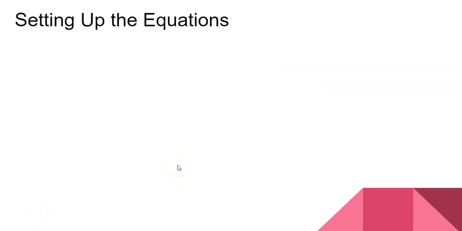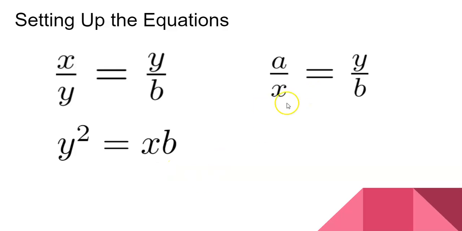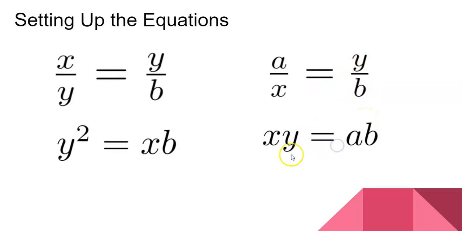Now let's set up a system of two quadratic equations. So we use the double mean proportion to derive quadratic equations. We start with X over Y is equal to Y over B. After cross multiplication, we now have Y squared is equal to XB. Next, we have this equation: A over X is equal to Y over B. After cross multiplying, we have XY is equal to AB. So this is our second equation.